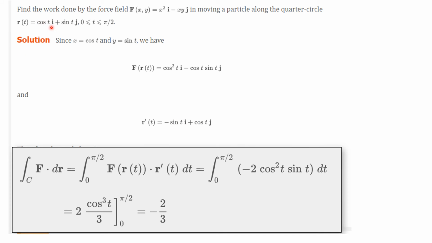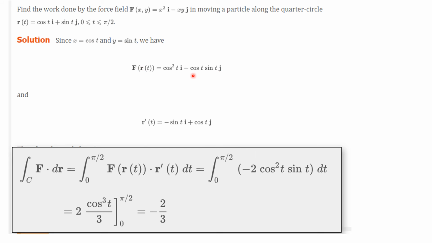Okay, so x is cosine t, y is sine t. And so if we write that as a vector function, then this is f. So x squared in the i direction is going to be cosine squared t. And this is minus xy in the j direction, so that is going to be cosine t times sine t in the j direction.